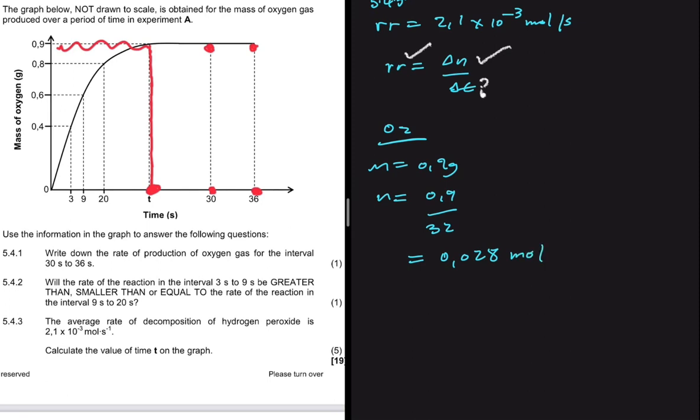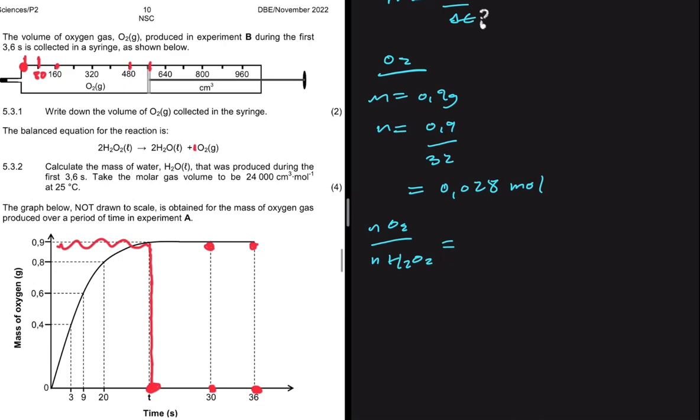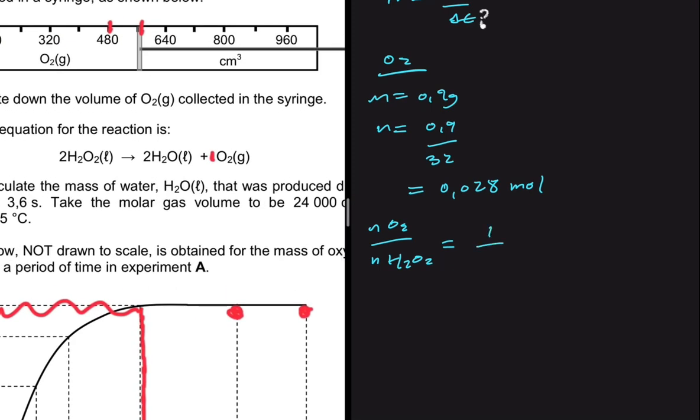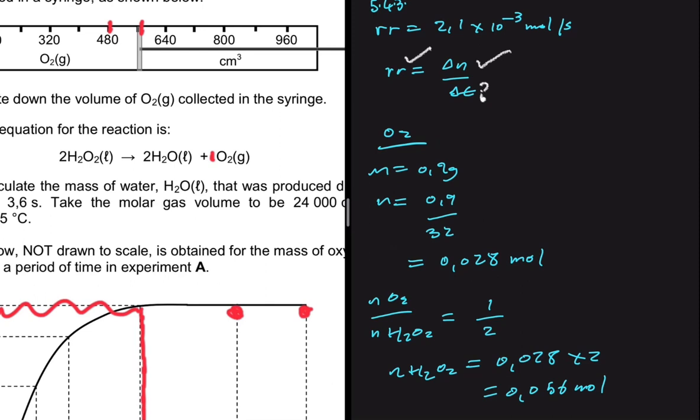Now let's use the number of moles of O2 to find the number of moles of hydrogen peroxide. So we're going to say the number of moles of O2 divided by the number of moles of H2O2 is equal to the balancing coefficient. The balancing coefficient of O2 is 1. That of hydrogen peroxide is 2. So the number of moles of hydrogen peroxide is 0.028 multiplied by 2, which is 0.056 moles. So yay, we have the change in the number of moles of the hydrogen peroxide, right?